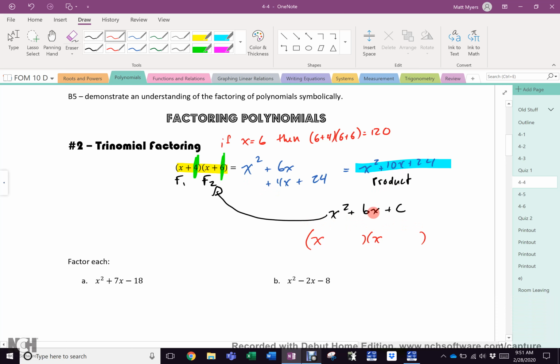But what will we do for this one? What must these numbers do? This is not a 10. What must these numbers do? Add to what? In this case, it was 10. What is it here? B. I need numbers that will add to B and multiply to what? C. How many numbers do I need? 2. So it's not a factor tree, it's pairs of factors. Everybody understand?